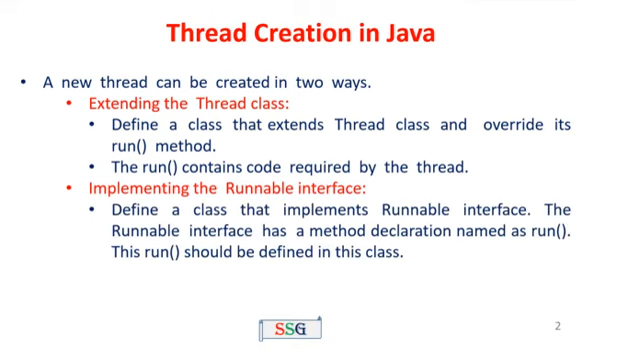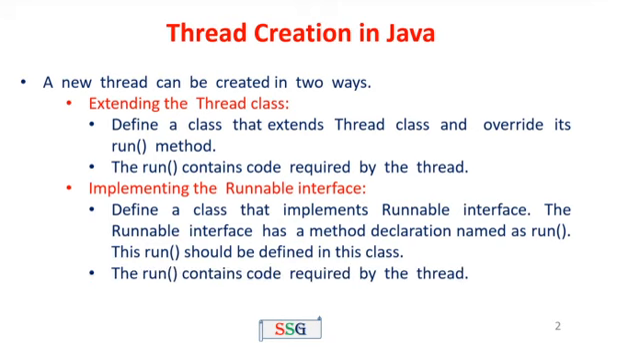In Java, one interface is available. That interface is called the Runnable interface. So define a class that implements the Runnable interface. The Runnable interface has a method declaration named run. This run method should be defined in the implementing class. The run method contains the code required by the respective threads.